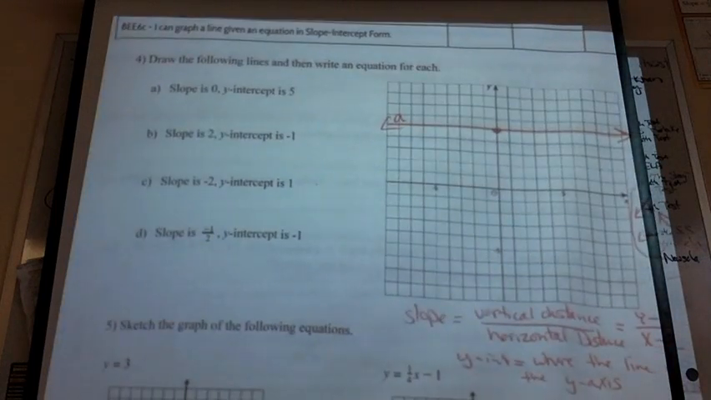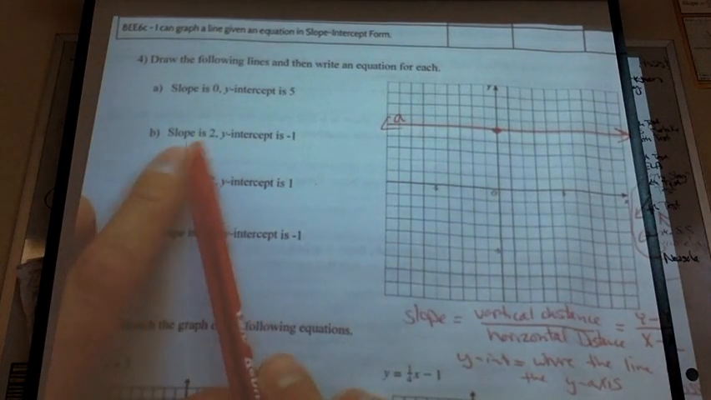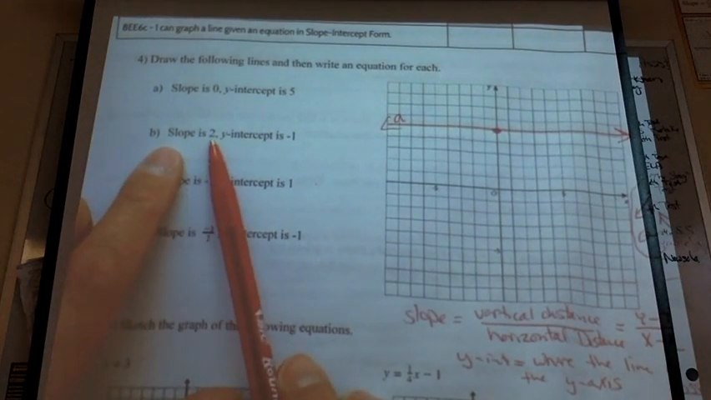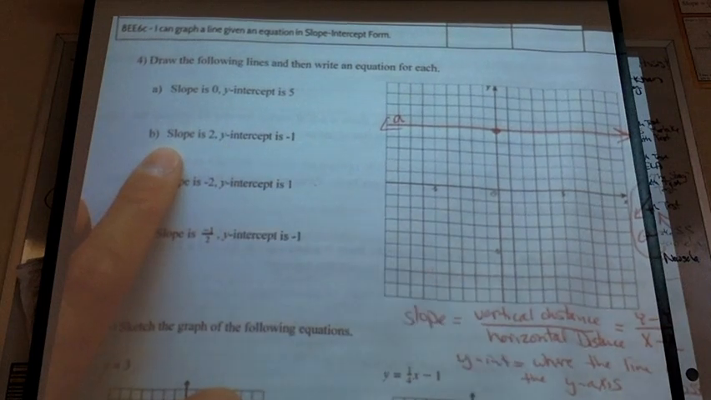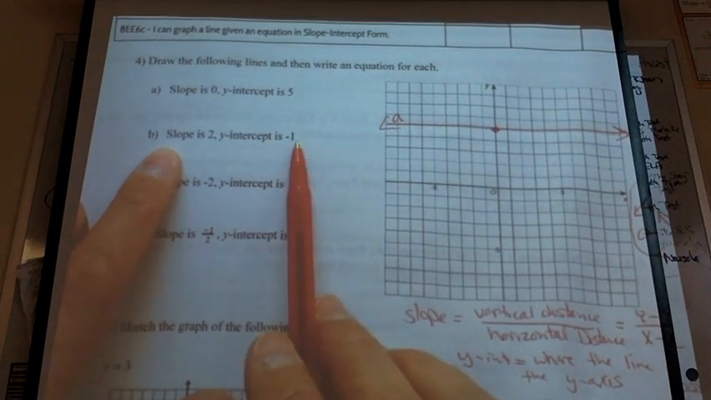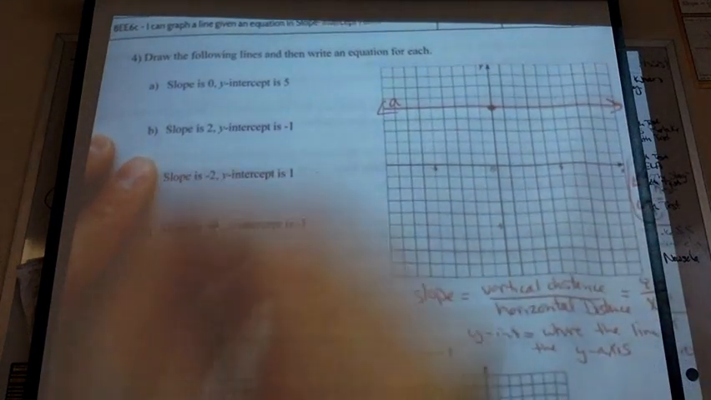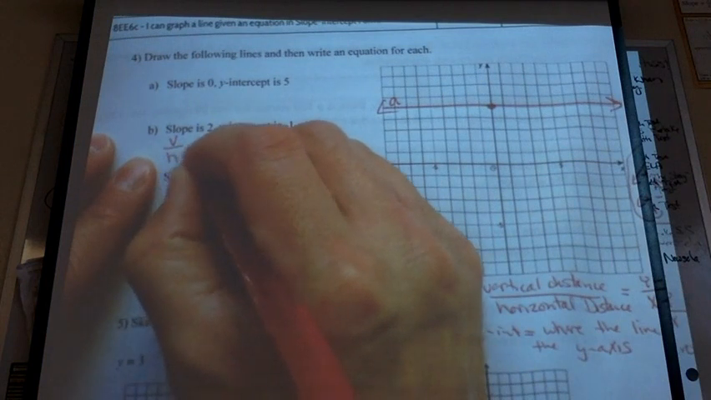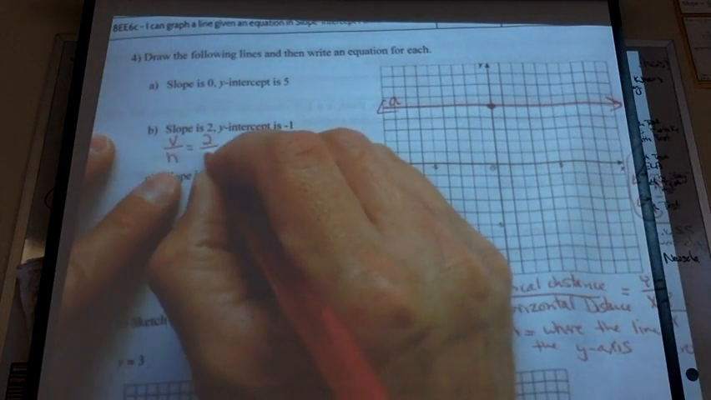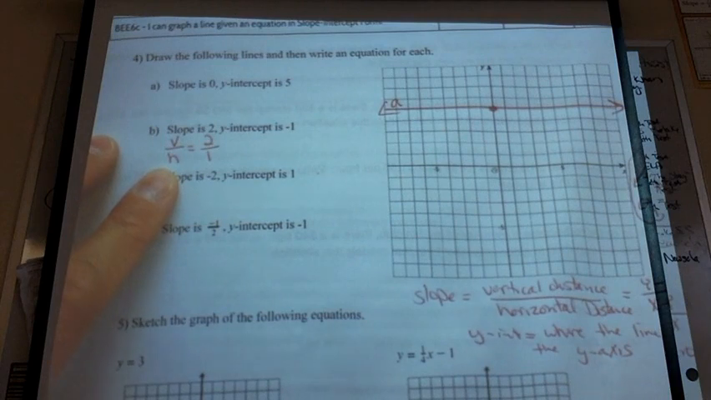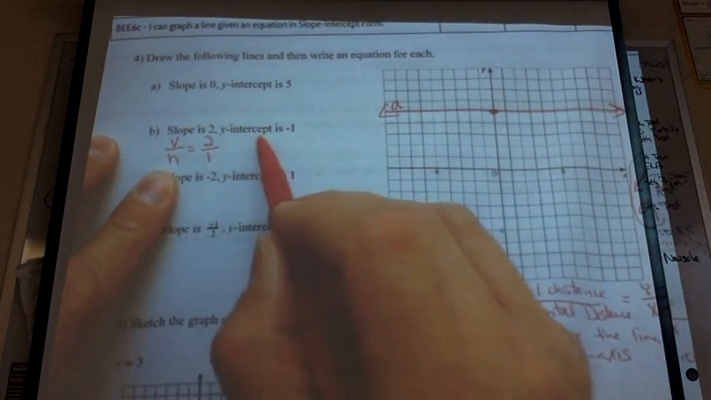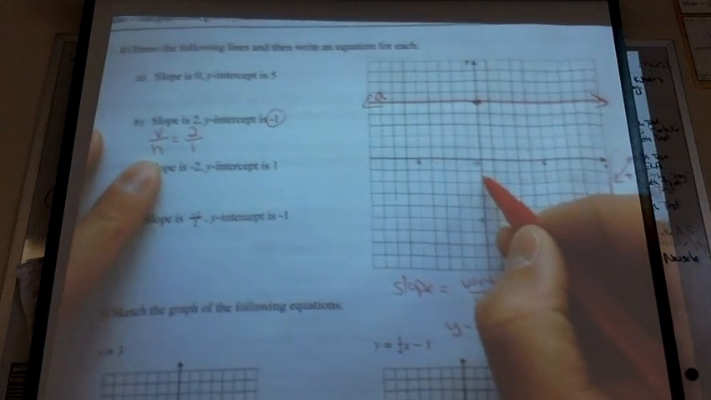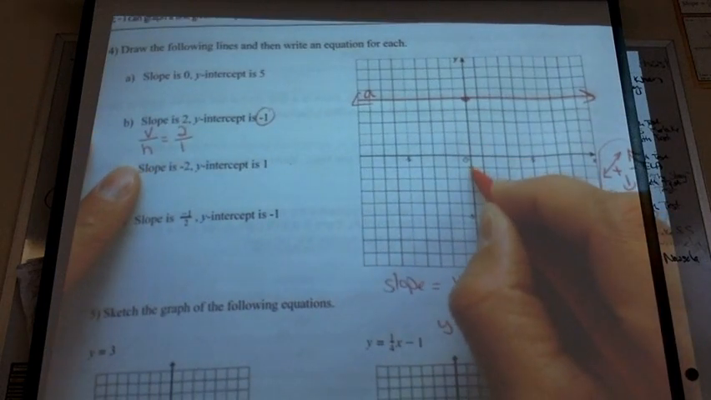So on the test, you're going to be asked to do the same thing, but we're asking you to label each one. Slope, if the slope is 2, and a y-intercept is -1. So let's talk about our slope. It's vertical distance over our horizontal distance. Vertical distance would be 2, horizontal 1. So it's 2 over 1. So if they're telling us our y-intercept is -1, it means it's going to cross the y-axis at -1. So I'm going to put a dot right at -1. So here's our origin, down 1.